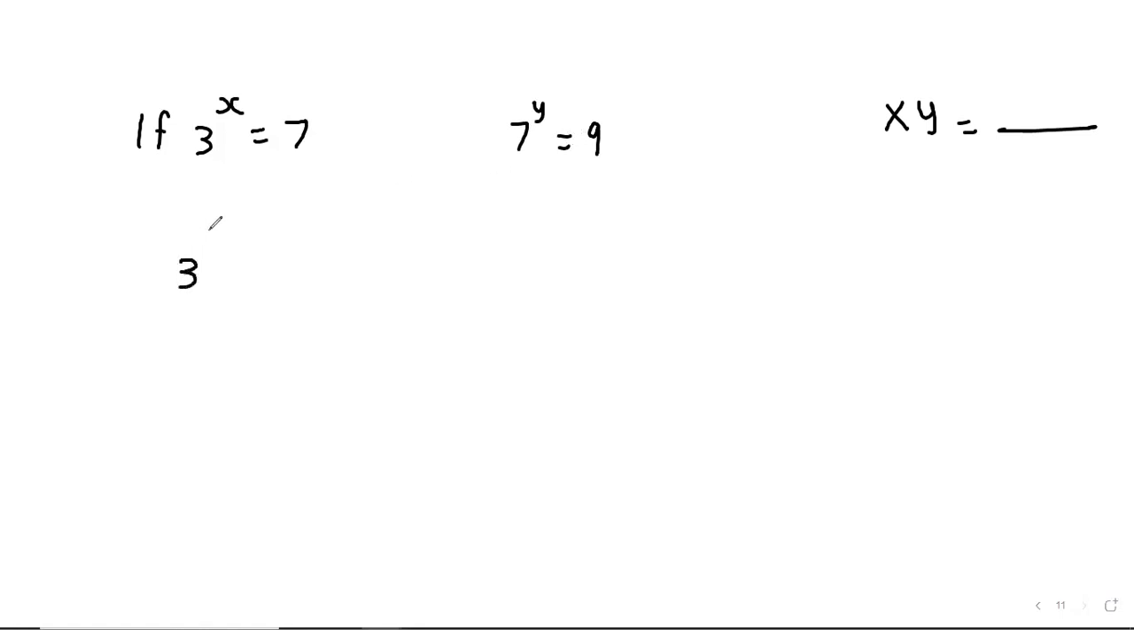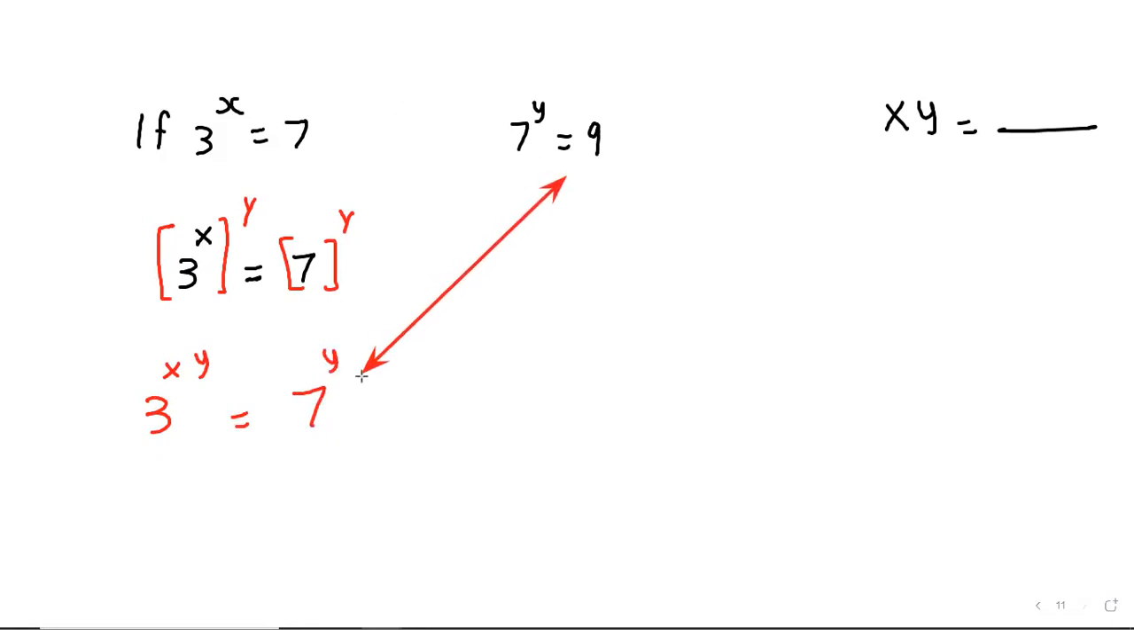We can write 3 to the power of x, this information given for us, equals 7. And we are going to raise both sides to the power of y. So if we have two powers, like 3 to the power of x to the power of y, multiply the two powers. It will be 3 to the power of xy is equal to 7 to the power of y, and 7 to the power of y equals 9.